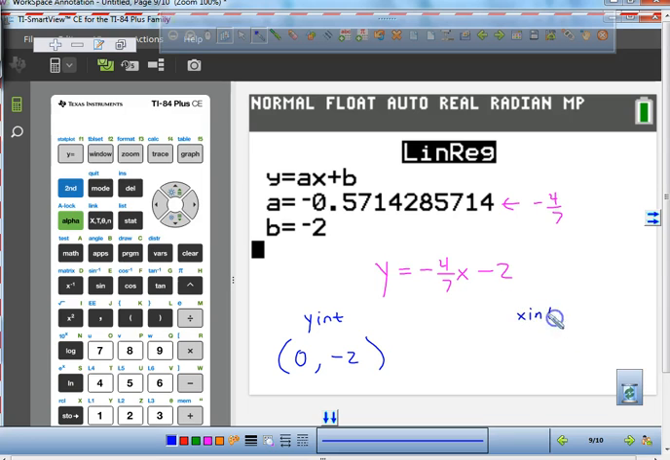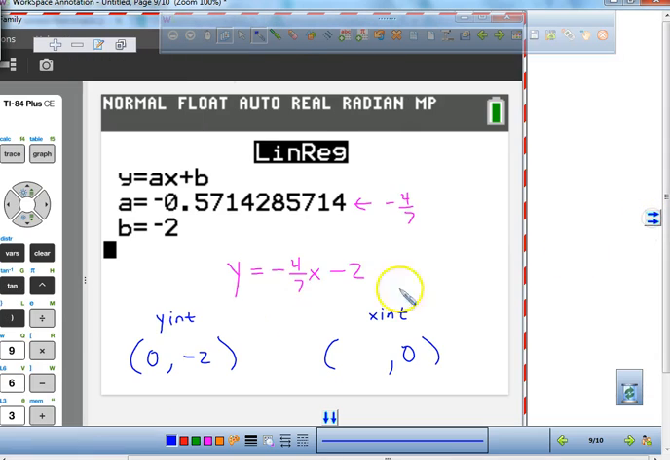This is the hard part, okay? I'm going to show you how to do it in the graphing calculator, but I'm also going to show you how to do it by hand. How do we find our x-intercept? What do I have to make my y value equal to? I got to make my y value equal to 0. So can you guys please make your y value equal to 0.